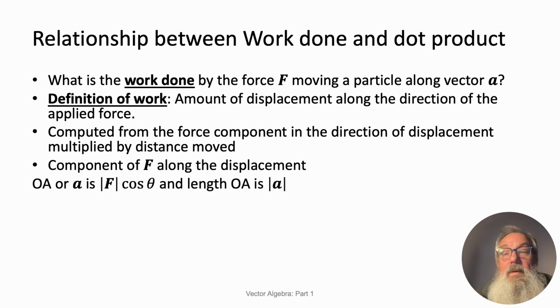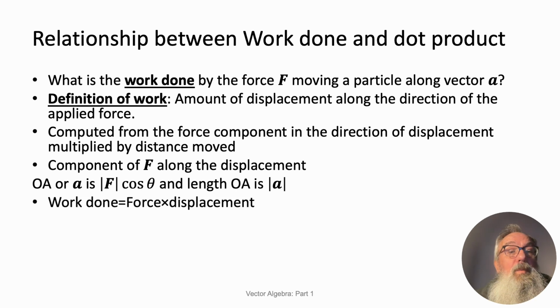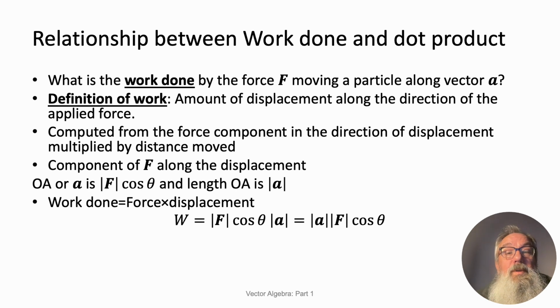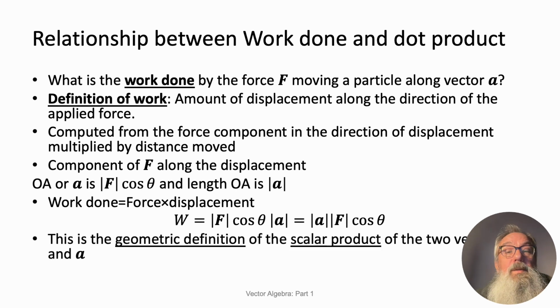So OA, or A, is the force vector, and length OA is the magnitude of the vector A. The work done is force times displacement, so we'll see that we can do this calculation to get the work done. And it turns out that this is a geometric definition of a scalar product between two vectors A and F. We would do magnitude of A times magnitude of F times cos theta. Okay, we'll see more details of how this is done.